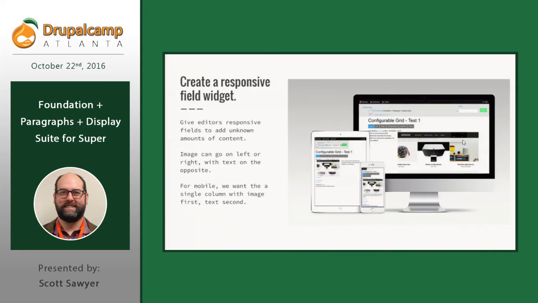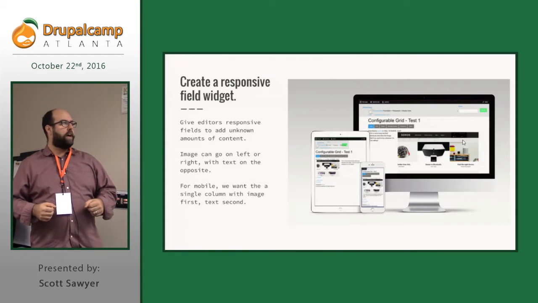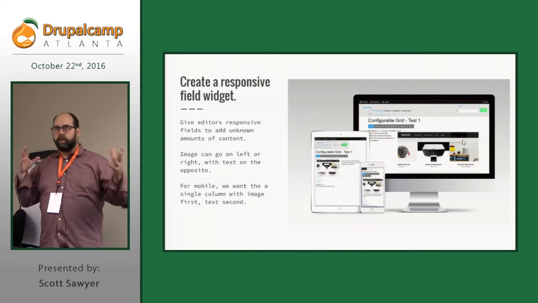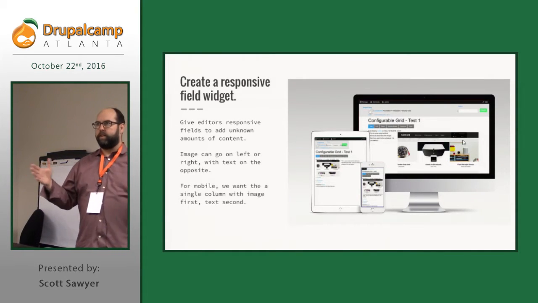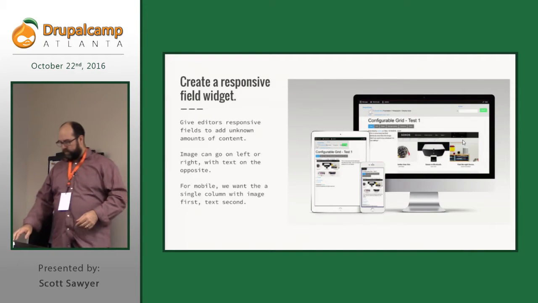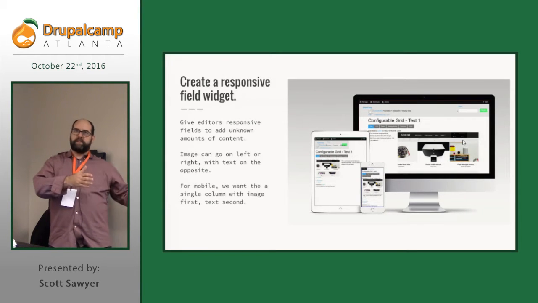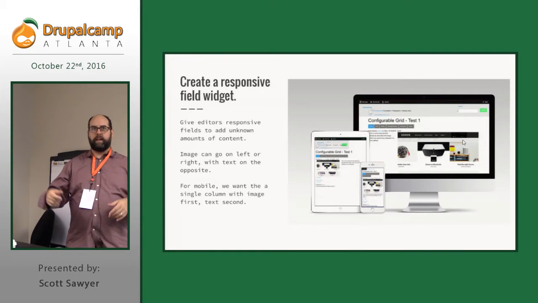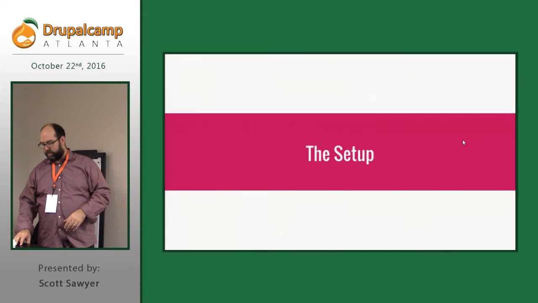So what I wanted to do for today, for this presentation, is I wanted to have a responsive field widget that an editor would be able to drop in their content and it would just automatically kind of follow a responsive pattern, if you will. So alternating text on one side, image on the left, and then on a mobile device it just drops down into a single column, right? Does that make sense?